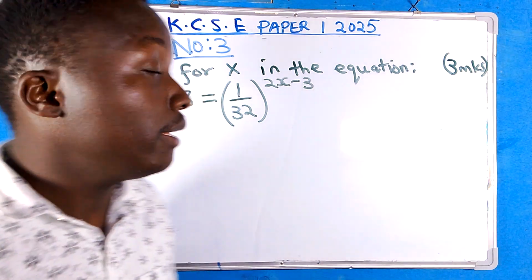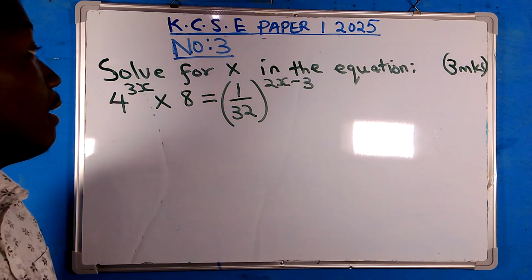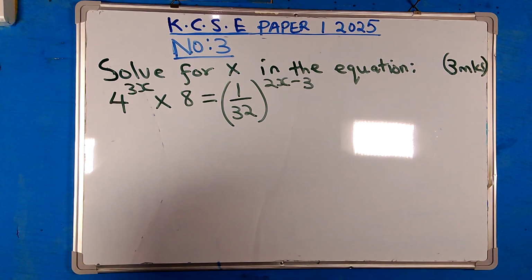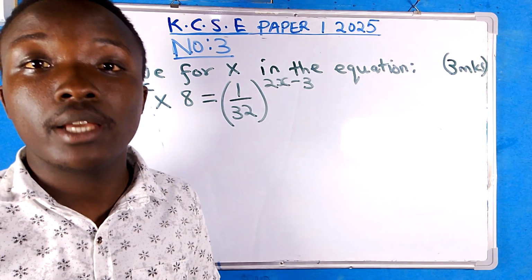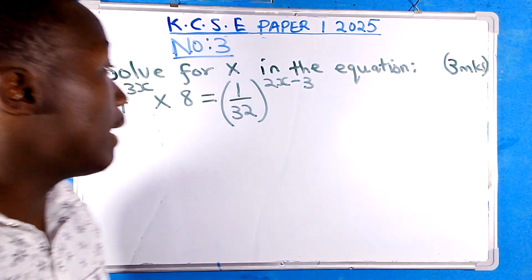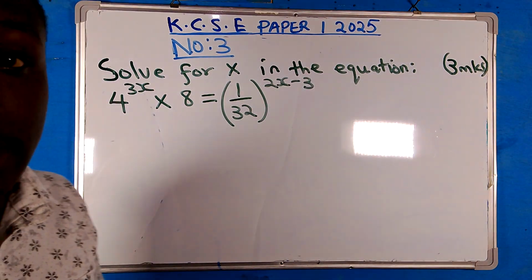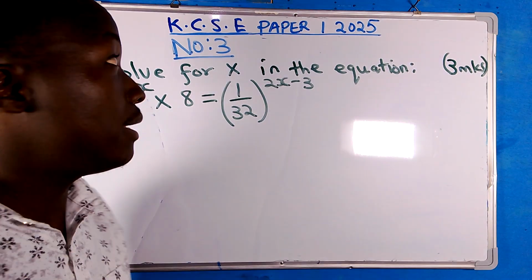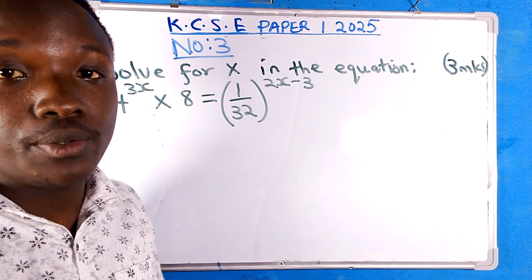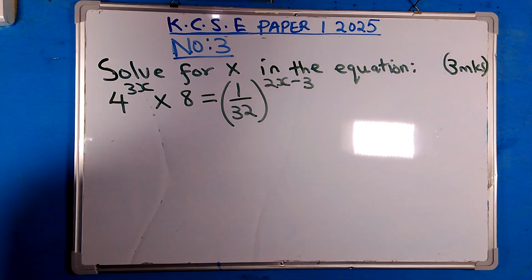So question number 3, we have: solve for x in the equation. This question lies under the topic indices, and we are supposed to determine the value of x. This is KCSE, question number 3, paper 1, 2025. So we will proceed with this question.